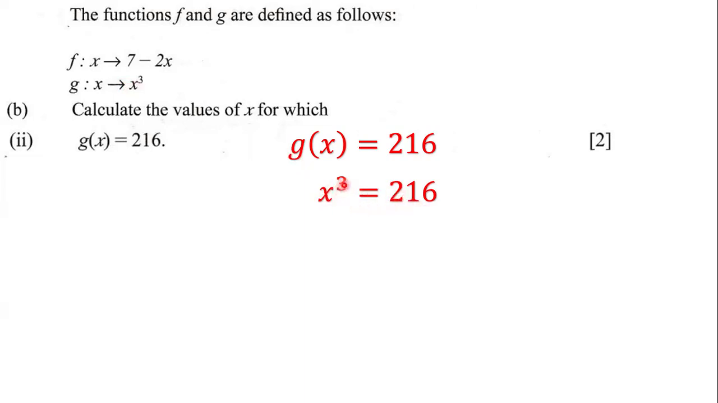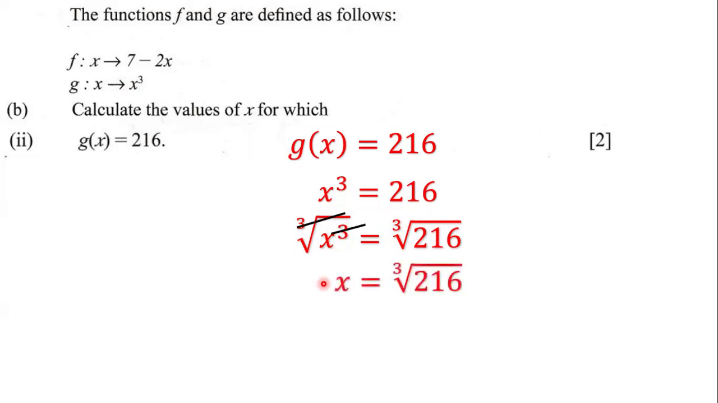Here we have to get rid of this exponent, this power 3. And so what we're going to do is take the cube root of both sides. The reason why we're taking the cube root of both sides is so that we can get rid of this power of 3. So we cancel this with that. So we have that x is equal to the cube root of 216. What is the cube root of 216? The cube root of 216 is 6. And we know that because 6 times 6 times 6 is equal to 216. So x is equal to 6 is the answer.